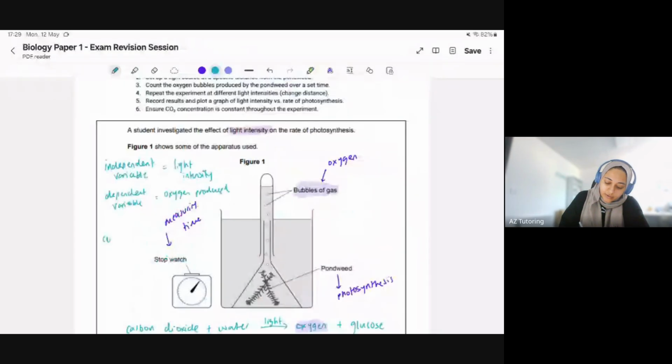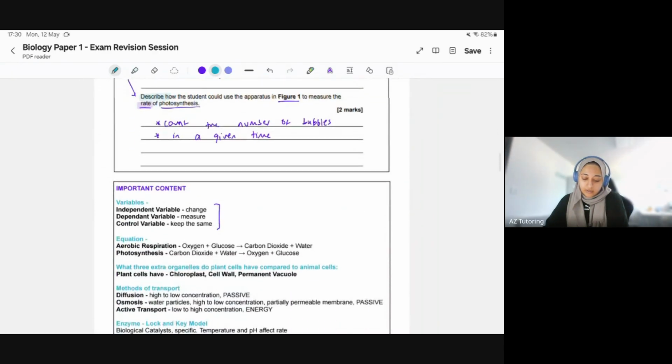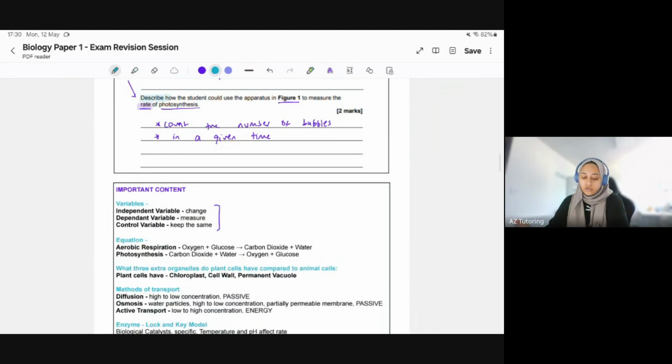And the control variable could be many things, one of them being temperature. For example, we don't want temperature to affect this experiment. Okay, so that's the variables: independent, dependent, and control variable.